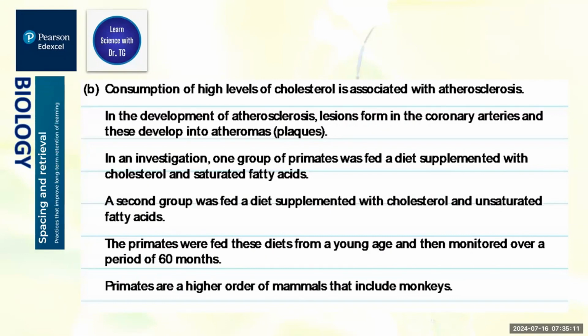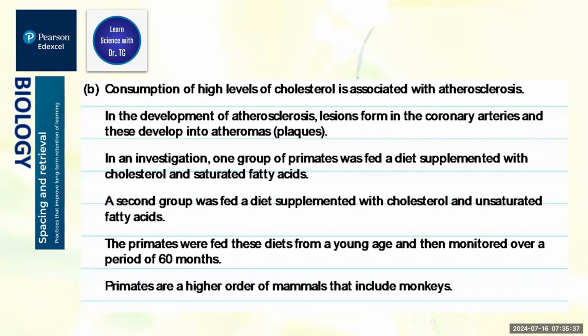Consumption of a high level of cholesterol is associated with atherosclerosis. The development of atherosclerosis lesions, the lesions refers to the fat deposits, formed in the coronary arteries, and these develop into atheroma or plaque. So the visible appearance of this fatty deposition over the time is called atheroma or plaque.